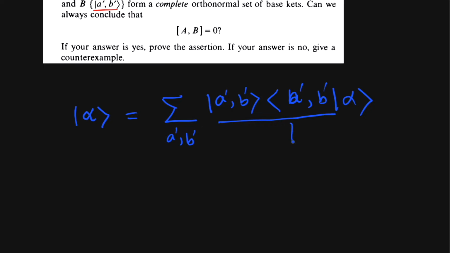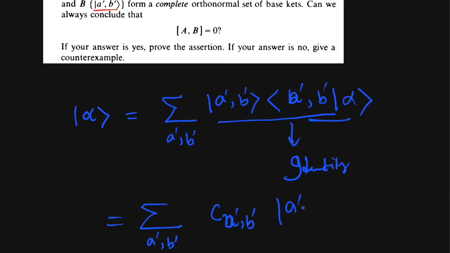This is nothing but the identity operator, which is actually the completeness of these kets. And we know that any orthonormal set of base kets can be represented as a complete set, and that means we can write these things. So this is equal to the sum over a', b'. This <a', b'|alpha> is nothing but a number, a complex number. Let us write that as C_{a',b'}, times |a', b'>.